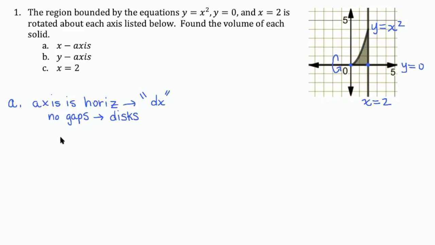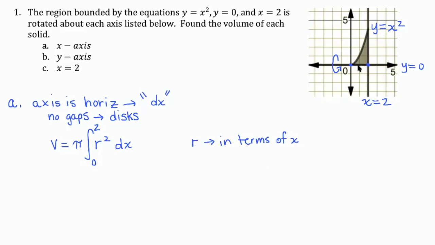All right, so to find the volume, if it's a disk, it's a single circle. So it's pi integral r squared dx. My limits of integration should be x values. So I look, my shape starts at 0 and ends at 2. So those are my limits. My radius needs to be in terms of x because I want an x integral.